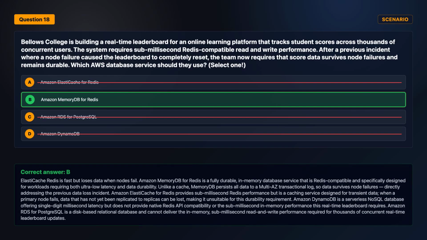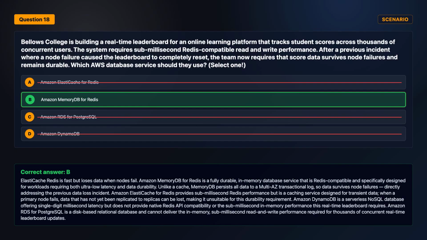The correct answer is option B. ElastiCache Redis is fast but loses data when nodes fail. Amazon MemoryDB for Redis is a fully durable, in-memory database service that is Redis compatible and specifically designed for workloads requiring both ultra-low latency and data durability. Unlike a cache, MemoryDB persists all data to a multi-AZ transactional log, so data survives node failures, directly addressing the previous data loss incident.